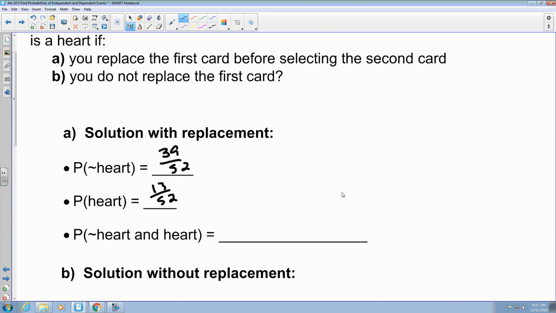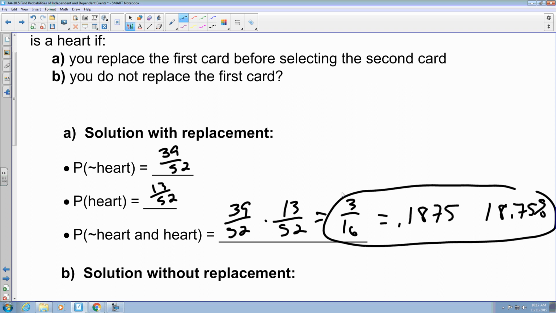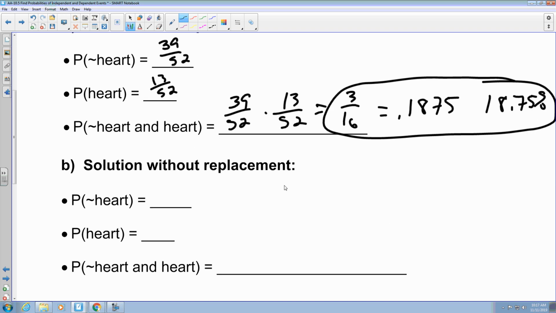So you just multiply those two fractions together and you would get something that's what, 3 over 16. 3 over 16 as a decimal would be what, 0.1875. So 18.75% chance of this happening.